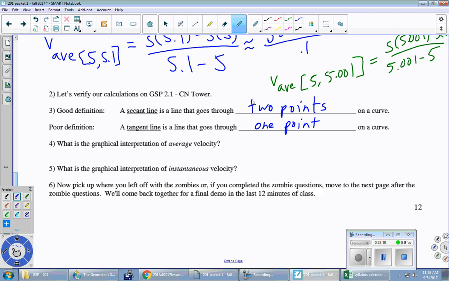Okay, and now we connect to our average velocity here. The graphical interpretation of average velocity, it had to do with which line? Average velocity was which one? It's the secant line, and it's the slope of the secant line. That's what we're putting there. Slope of the secant line. And then 5, what is the graphical interpretation of instantaneous velocity? Slope of the tangent line.